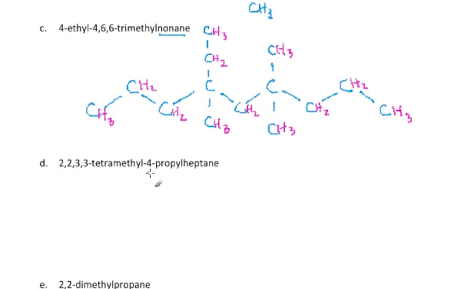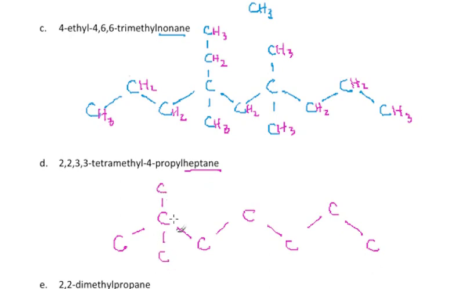2,2,3,3 tetramethyl 4-propylheptane. Okay. All I heard there was heptane. 1, 2, 3, 4, 5, 6, 7. Okay. 4 methyl groups on carbons 2 and 3. So we're going to go C and C. You could put these both up like antennas or bunny ears if you wanted, or you can go up down like this.